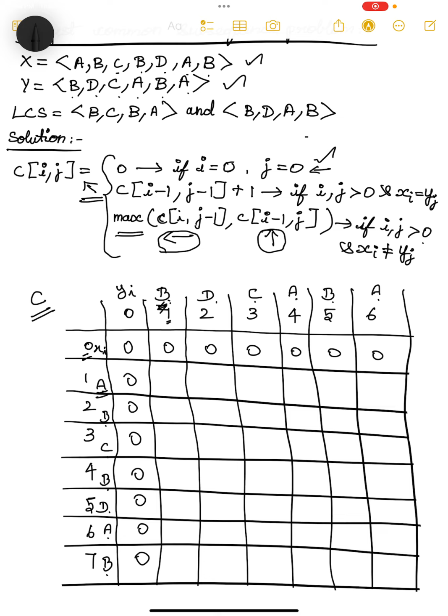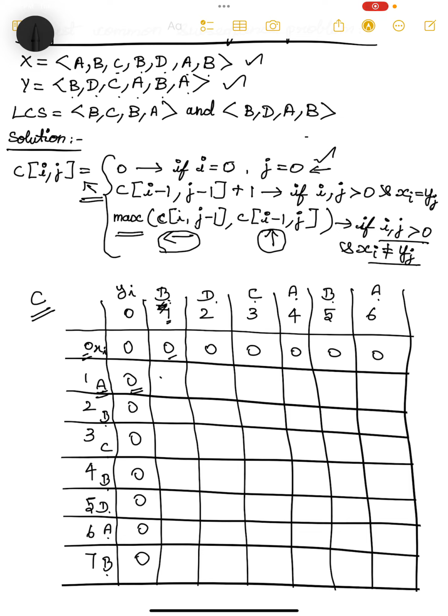So both are greater than 0. And what is the second condition? Xi must not be equal to Yj. Here A is not equal to B. Both the conditions are satisfied for this entry, so we are applying this formula. What is the formula? C of i comma j is equal to the maximum of C of i comma j minus 1, which represents the same row previous column value, that is 0. And what is the second value we have to take? C of i minus 1 comma j.